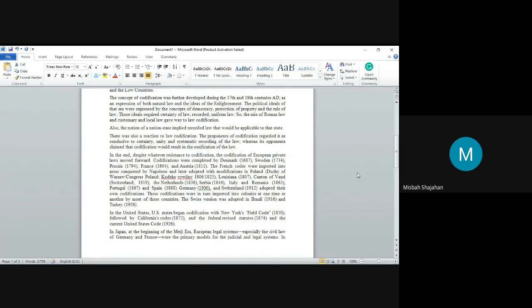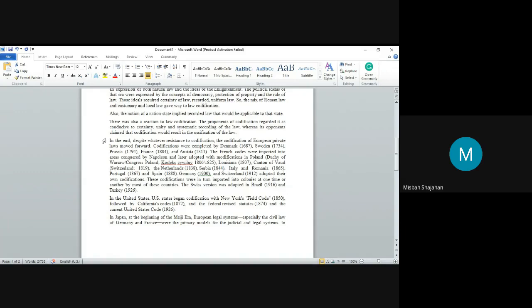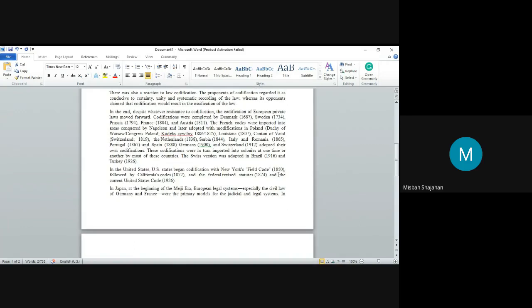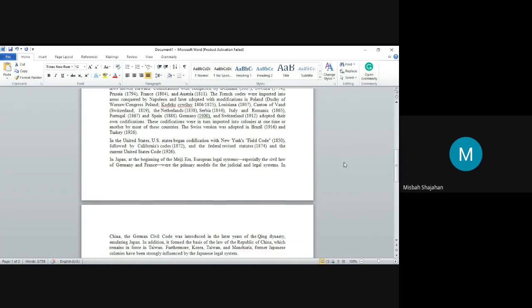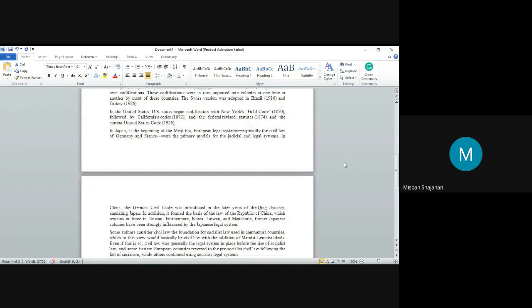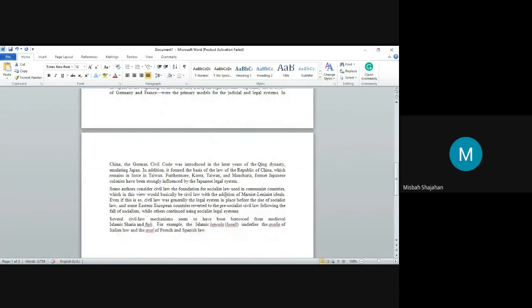The proponents of codification regarded it as conducive to certainty, unity, and systematic recording of the law, whereas its opponents claimed that codification would result in the fossilization of the law. In the United States, codification began with the New York Field Code, and in Japan, it began in the Meiji era. Also, some authors consider civil law the foundation for socialist law used in communist countries.